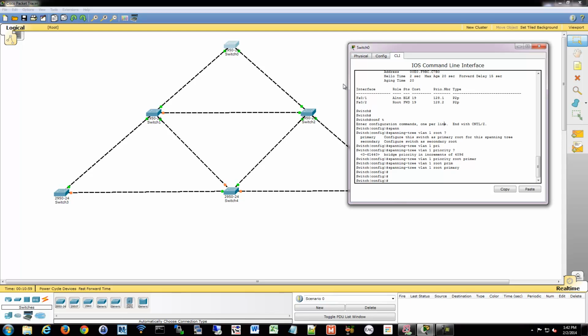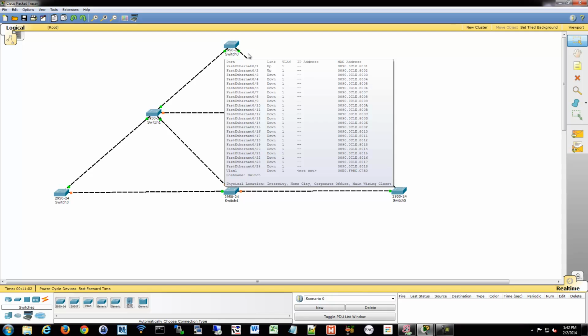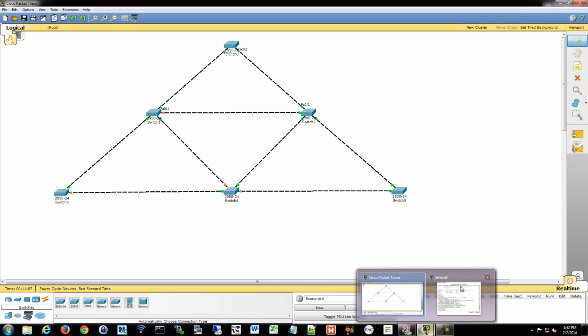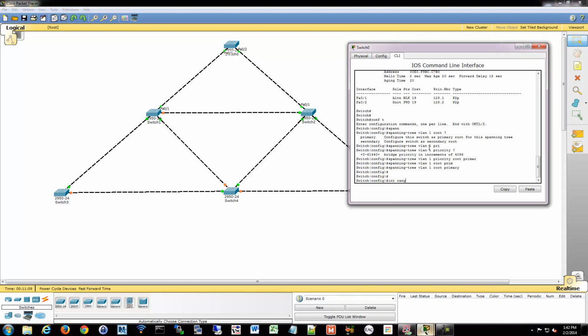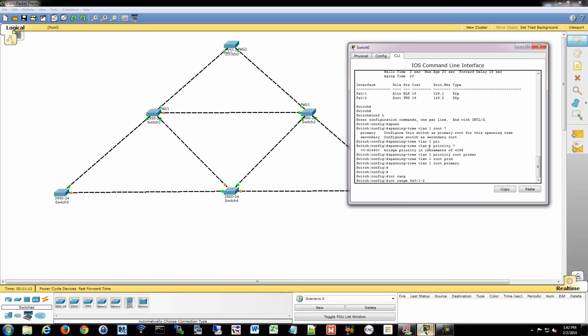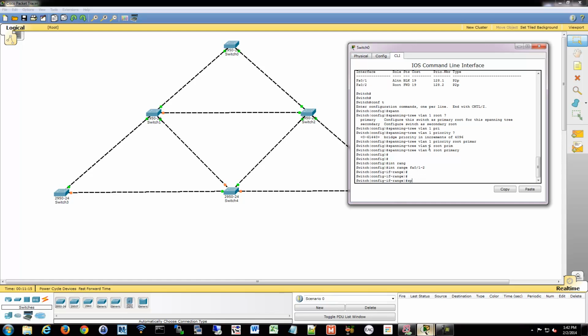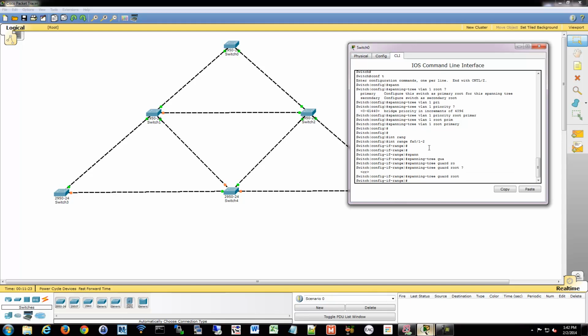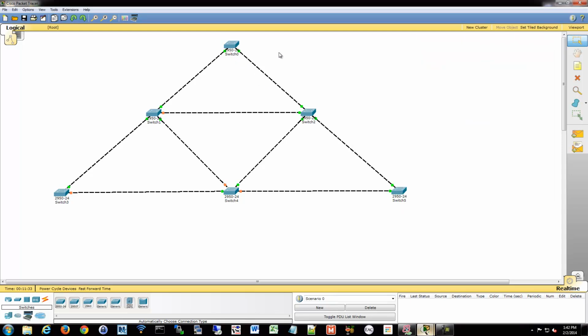So we're going to go into the interfaces that are used here, and we're going to turn on root guard. So this is FA01 and 2. I'm going to do a range command, and what we'll do is spanning tree guard root, and that's all there is to it. And so now we are guarding against other switches sending us BPDUs trying to take over as root. So we don't want that to happen. So you have to do that on each link that connects to a switch.